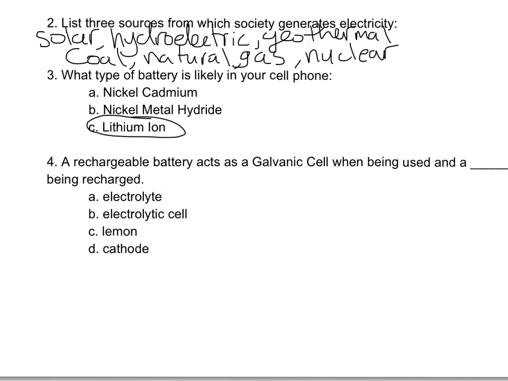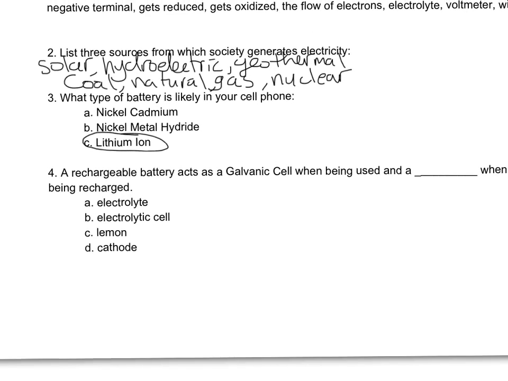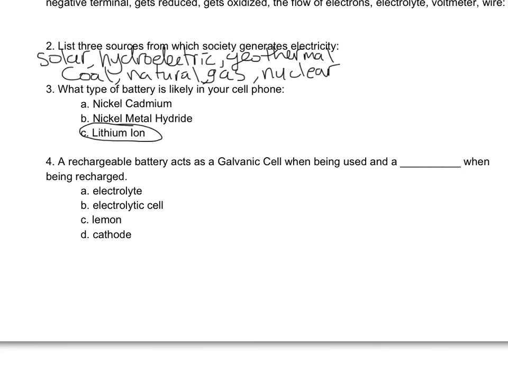Question 4, a rechargeable battery acts as a galvanic cell when being used. So when it discharges, okay, galvanic cell or voltaic cell, those mean the same thing. That's just basically a battery, something like what you created, something that generates electricity.